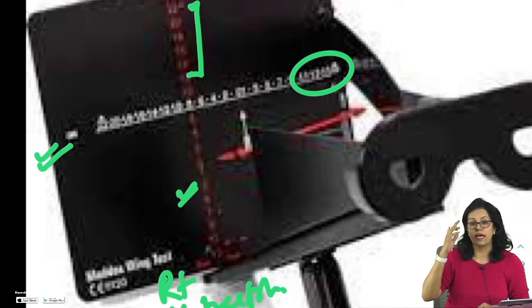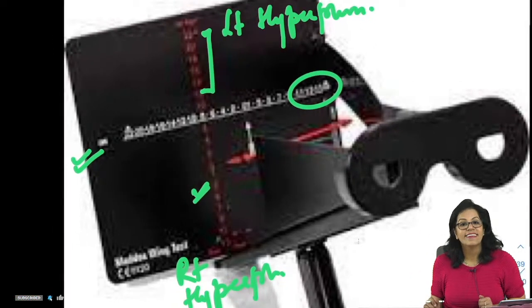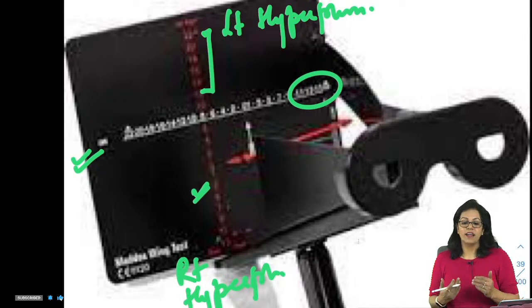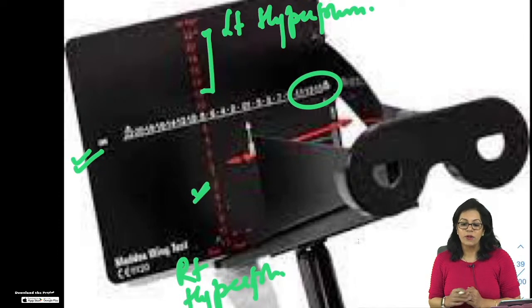And if he says the red arrow is on the upper numbers, this means the right eye is down, because arrows are from the right eye. If the right eye is down, can we also say the left eye is up? If right is down, left is up. That is why you see it written as left hyperphoria, because it's a protocol to mention the eye which is up, right? So this is the way we are seeing the Maddox wing.